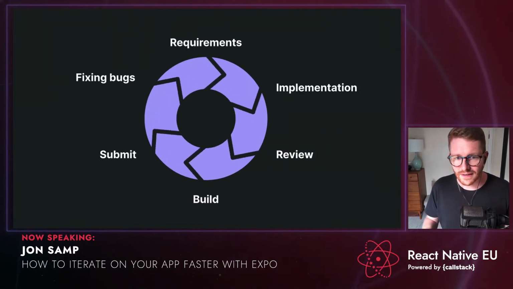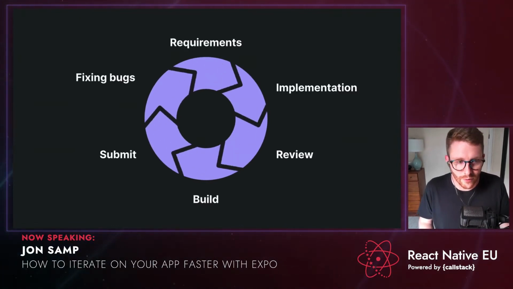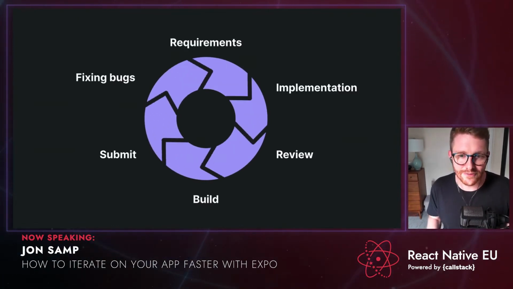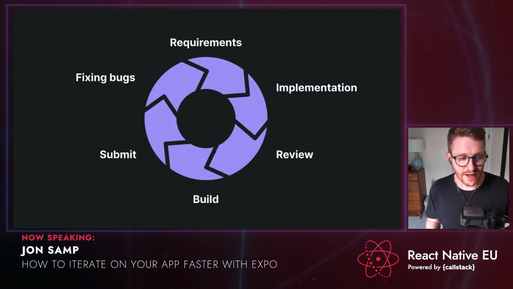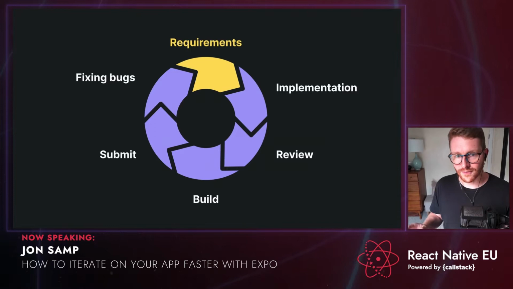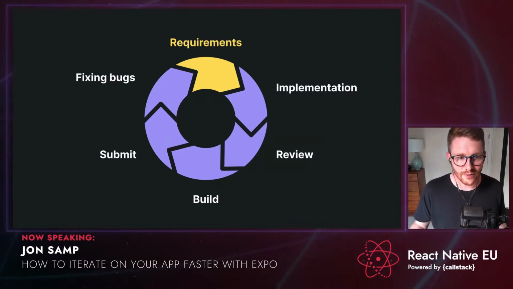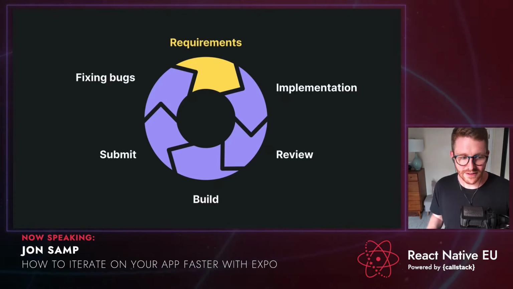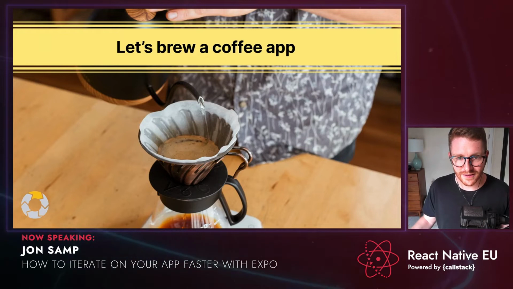So usually we can get this circle spinning somewhat and hopefully at a good clip. But what if we could make this circle go even faster? I think we can do that with tools that Expo provides. So let's start with the first thing in this wheel, which is requirements. And so together today, we're going to build an app together. And this app is going to be a coffee app. So let's brew a coffee app together.